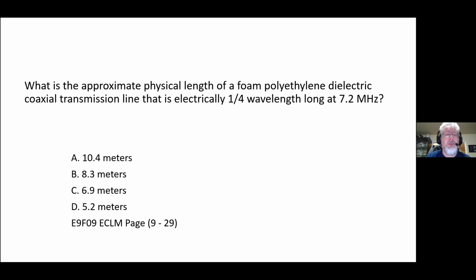What is the approximate physical length of a foam polyethylene dielectric coaxial transmission line that is electrically 1/4 wavelength long at 7.2 megahertz? A, 10.4 meters, B, 8.3 meters, C, 6.9 meters, or D, 5.2 meters? Bravo. Bravo is correct, 8.3 meters.